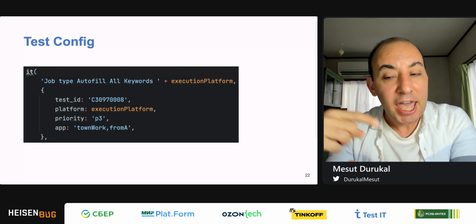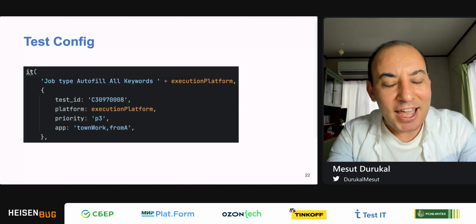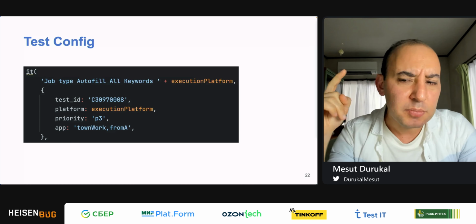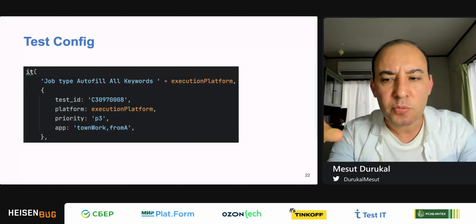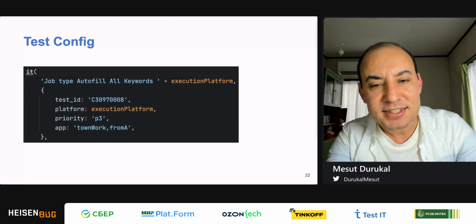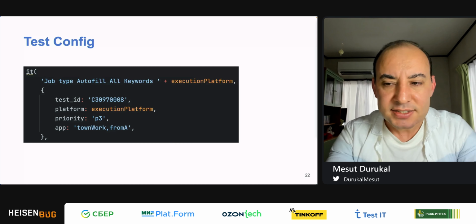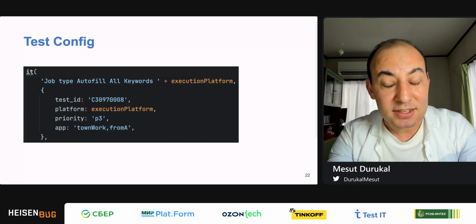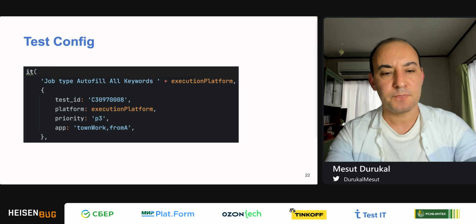In this way, every individual test case I can execute on different platforms. For example, for this test, I can set platform as mobile. So this test case can execute on mobile, but for the next test, I can set platform as desktop. So the next test will be executed on desktop.